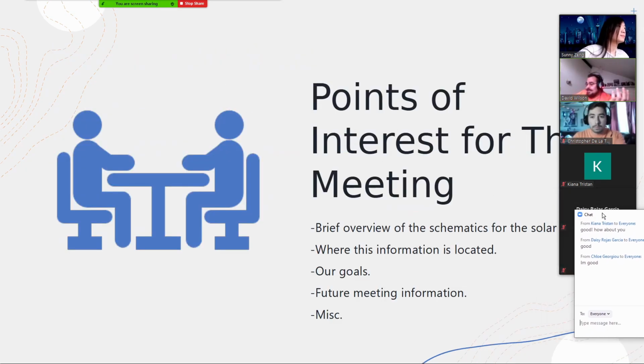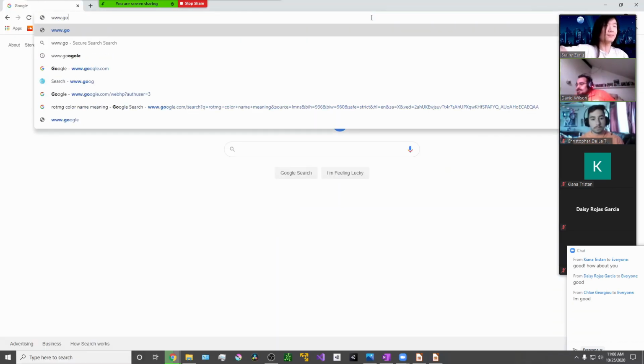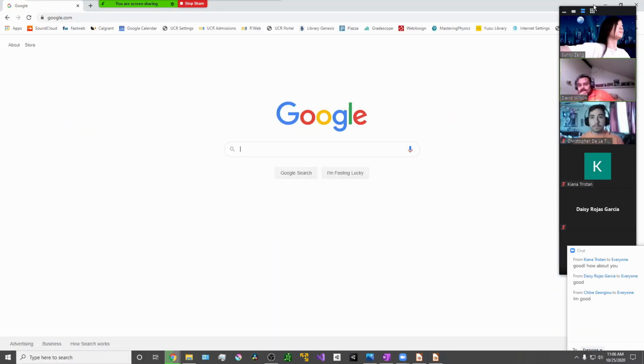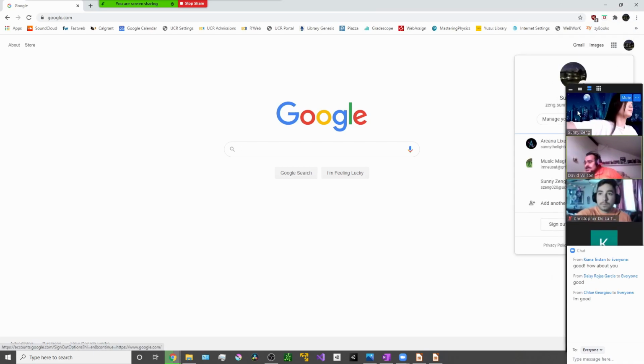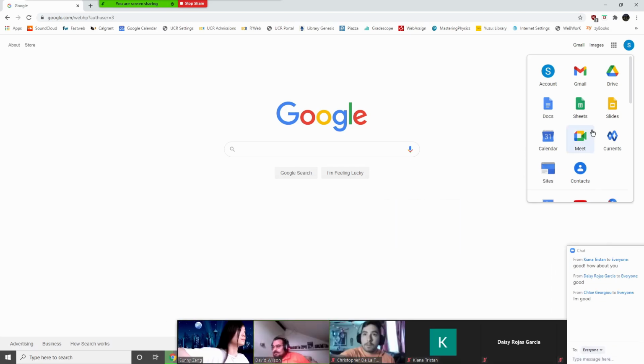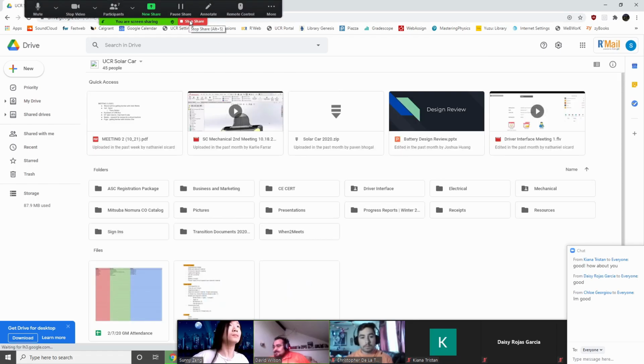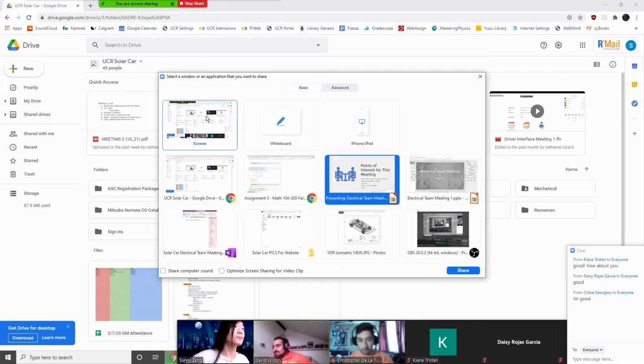The points of this meeting are rather simple. We're going to go over some schematics for the system and pretty much where to find it. So the cool thing that we have about solar car is that everything is consolidated, mostly. There are some things that need to be cleaned up in there, but if you need to find something specific, it's fairly easy to find because it's all sectioned off pretty well.